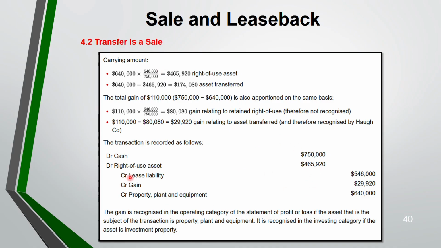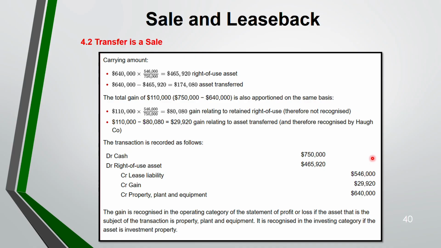Then you will credit three things: lease liability, gain, and property, plant and equipment. If it's a gain, you credit, and if it's a loss, it's a debit. You are selling your property, plant and equipment, so the whole 640,000 is credited. What is your gain? The gain relating to the asset that is transferred, not the total gain: 29,920 you will credit. And your lease liability, they have already given, 546,000. This is given in the question.